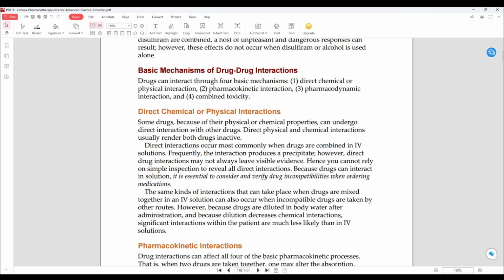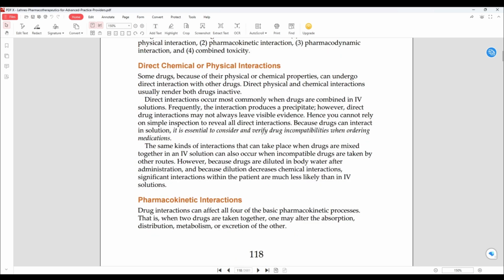So, the basic mechanisms of drug-to-drug interaction. Drugs can interact through four basic mechanisms: direct chemical or physical interaction, pharmacokinetic interaction, pharmacodynamic interaction, and combined toxicity. So, direct chemical or physical interactions.